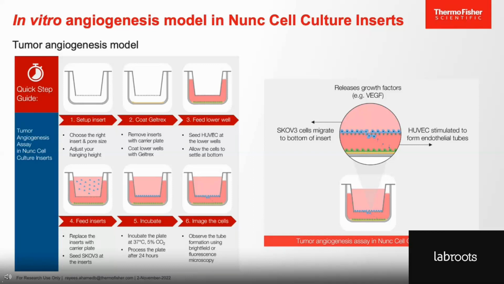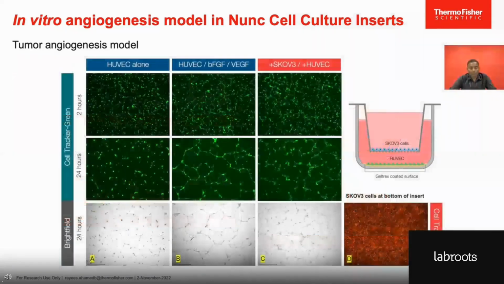So upon incubation, as you can see in the right-hand side image, inside the insert, these cancer cells, which are SKBR3 cells, tend to migrate to the bottom of the insert, and then they secrete VEGF in the bottom well that enables the HUVEC cells to respond and form endothelial tubes. So these are the results of the tumor angiogenesis model we have established in the insert system.